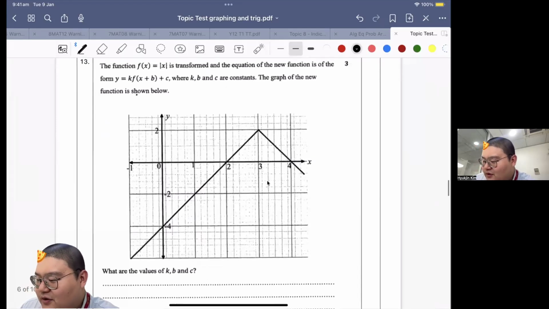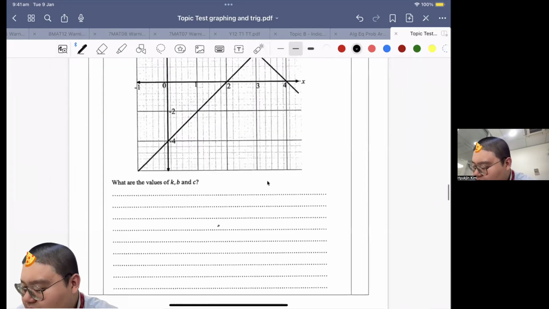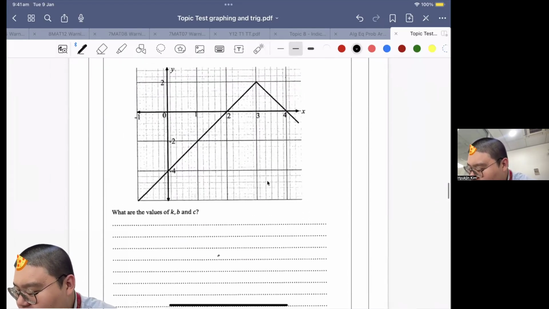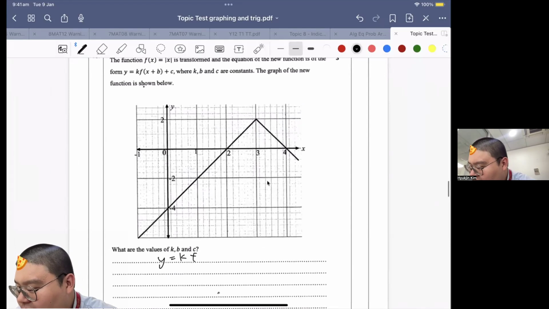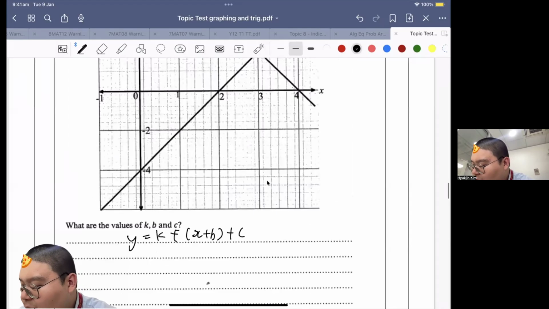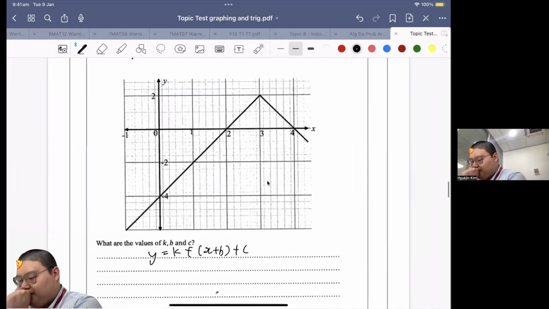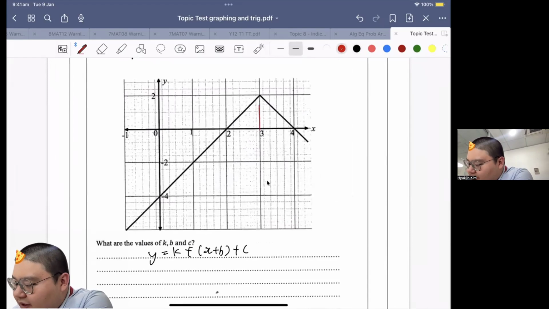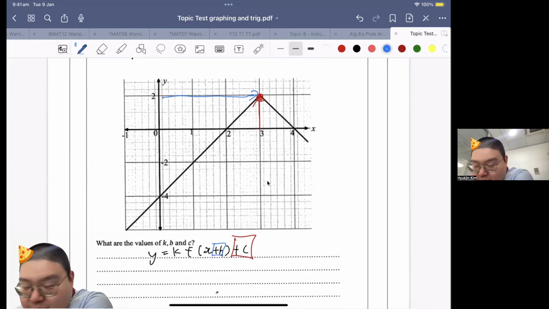Anyhow, the graph of the new function is shown below. What are the values of k, b, and c? Well, just going to copy down the equation first. k f(x + b) + c. Now, what we do notice is that this elevation is how much the vertical translation up is. And then it's also moved right by 3 units, which means this has to be plus 3.